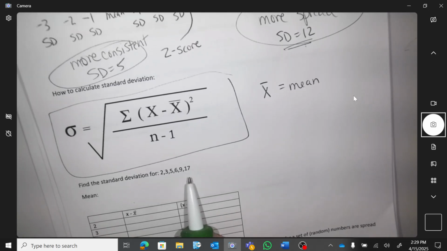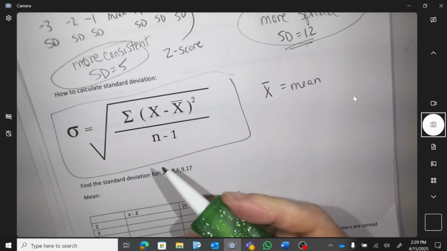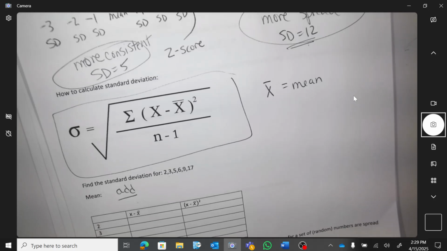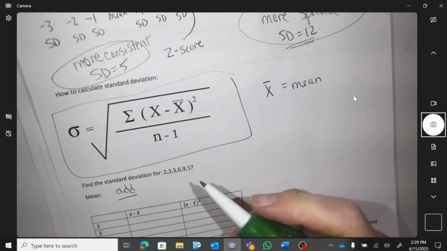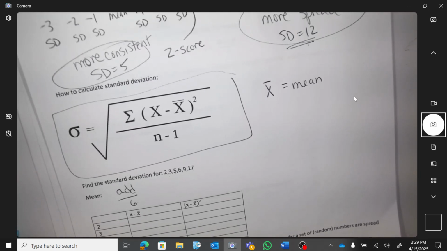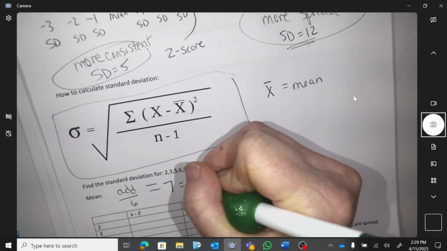How do you figure a mean out? You add everything. So give me the sum, and how many items are there? 6. Can you add that and divide by 6? 7.